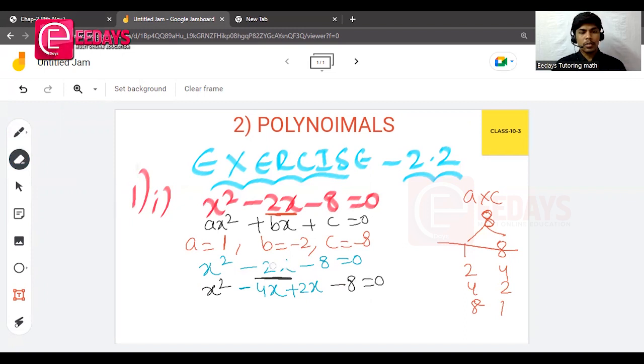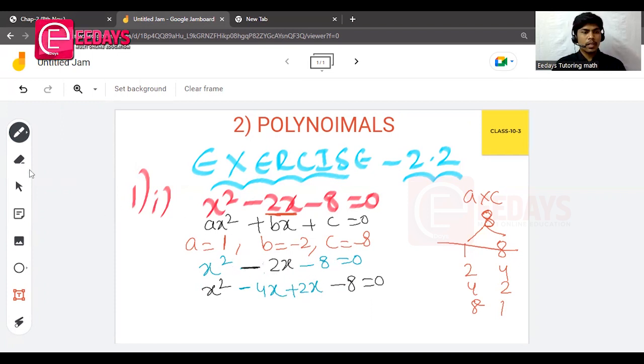Okay, do one thing. I'll write what I'm doing with the color representation, then you can understand. Here, minus 2x, we have to split the middle term. That's why I change the color here, minus 2x. Here blue, here black. Then you can understand like this. The remaining things we have to write directly.